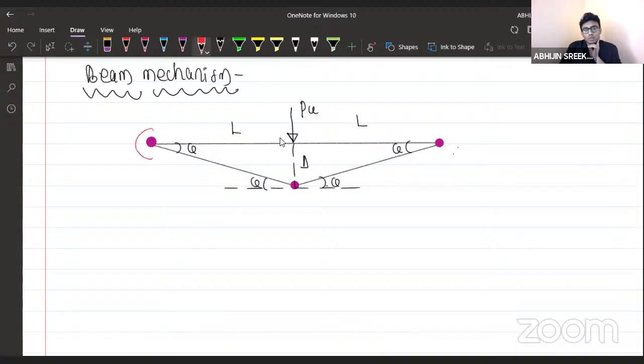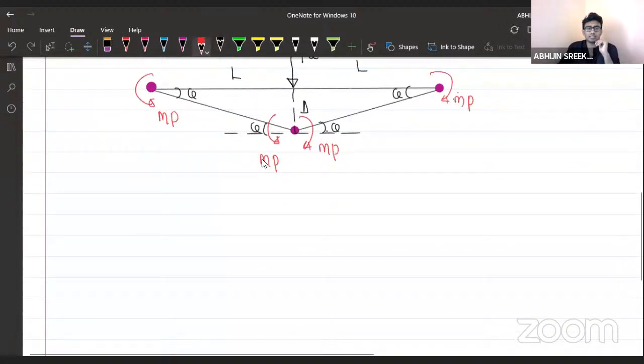Now everything is easier for us, right? So you need to consider MP here. This is MP, and this is also MP, and we'll be having MP here as well, and here as well. Tell me the answer directly here. We don't have to calculate this. Internal work done, what is internal work done? MP theta plus MP theta plus MP theta plus MP theta. That means 4 MP theta.